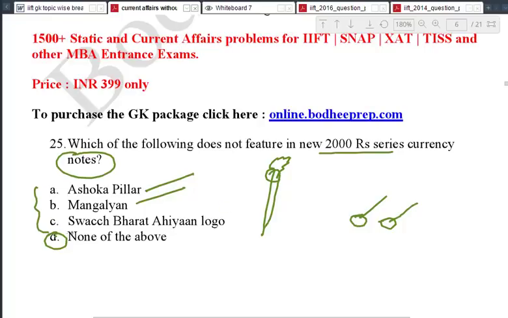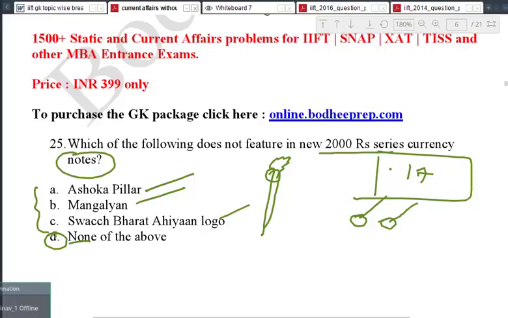So none of the above is the answer because they all feature in the new series. The emblem, yes, the emblem is there. And how many languages? Good. So the moment you come across this kind of question, you must slightly scratch your head and ask: how many official languages feature on the 2000 rupee currency note? How many languages, people? No, 17, not 16, 17.